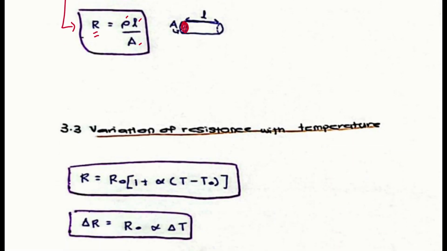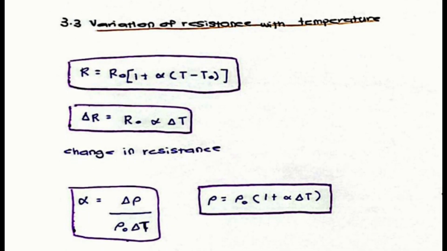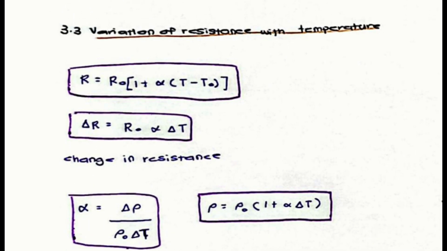Okay, and for 3.3, we have variation of resistance with temperature. The basic concept here is that if you increase the temperature, the resistance will increase. They are directly proportional. It is related to the atoms in the wire or in certain material. When the temperature is increasing, these atoms will vibrate, and when they are vibrating, the motion of the electrons in between these atoms will be limited. So when the electrons cannot easily move, meaning that the resistance is high. So that's how we have R directly proportional to T.